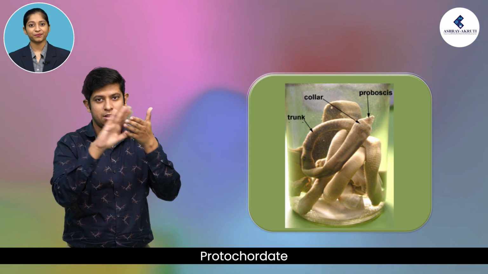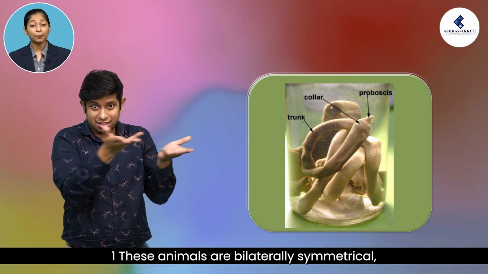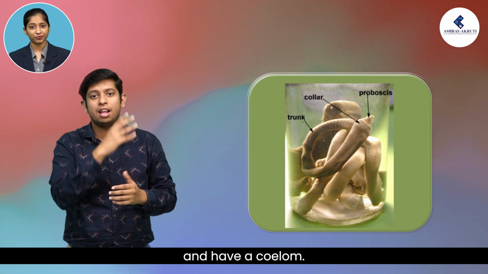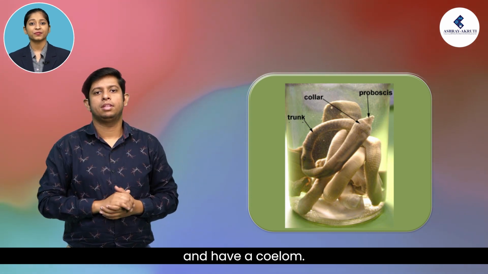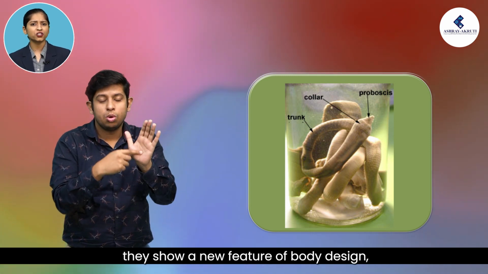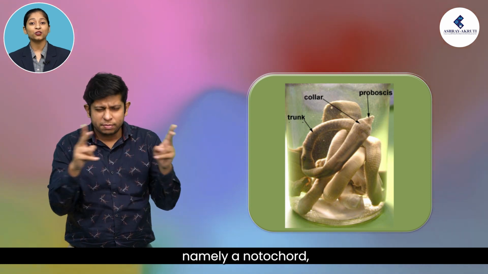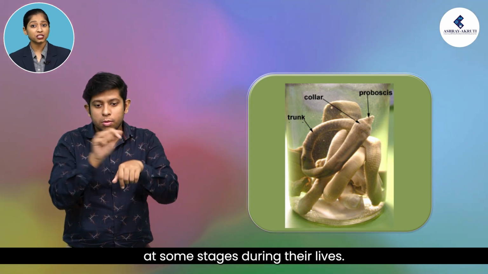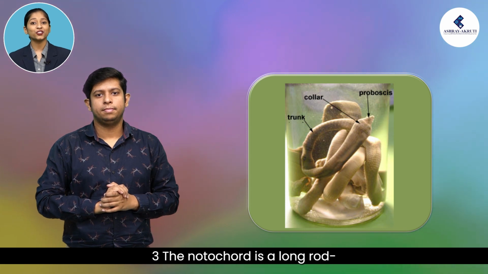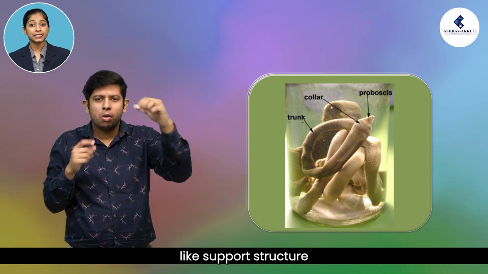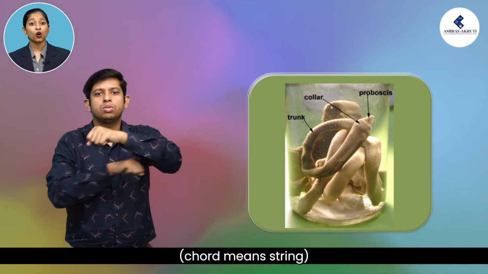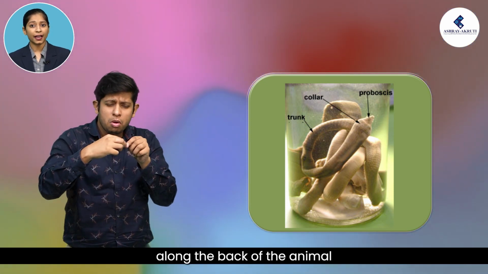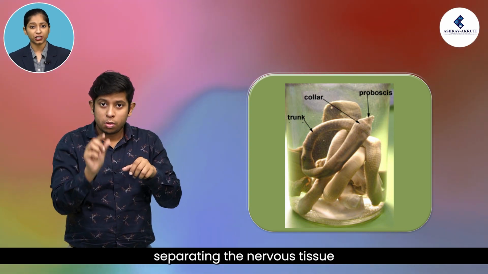Protochordate. These animals are bilaterally symmetrical, triploblastic, and have a coelom. In addition, they show a new feature of body design, namely a notochord, at least at some stages during their lives. The notochord is a long rod-like support structure, chord meaning string, that runs along the back of the animals, separating the nervous tissue from the gut.